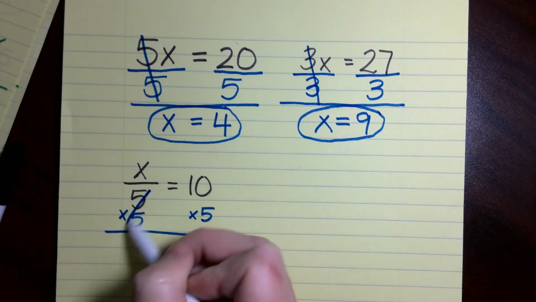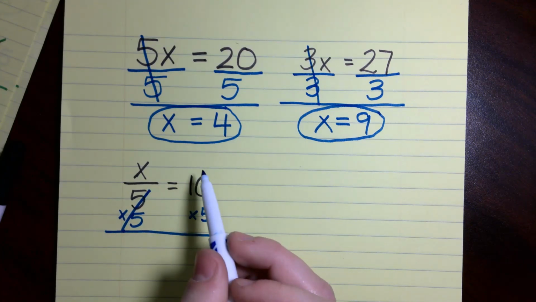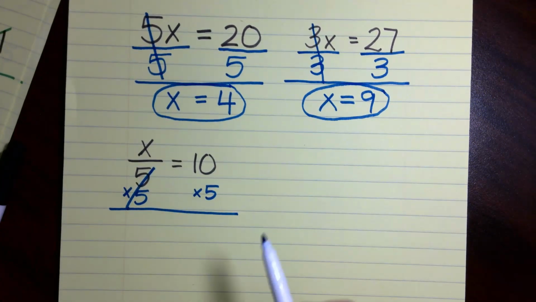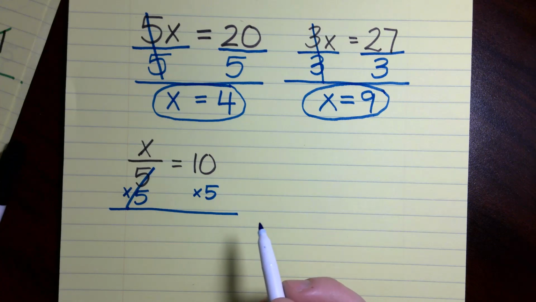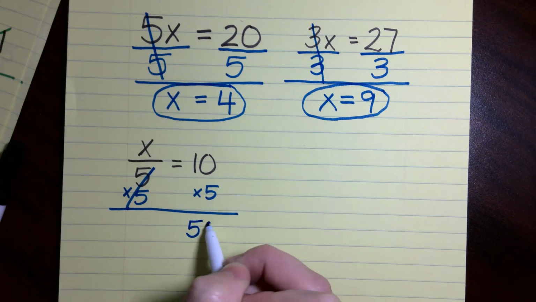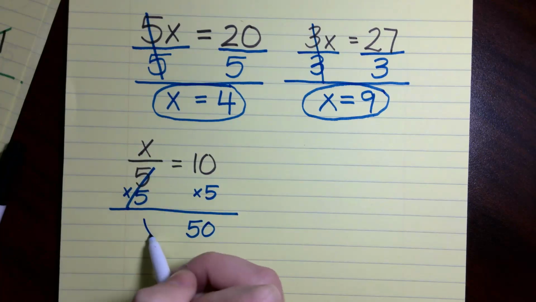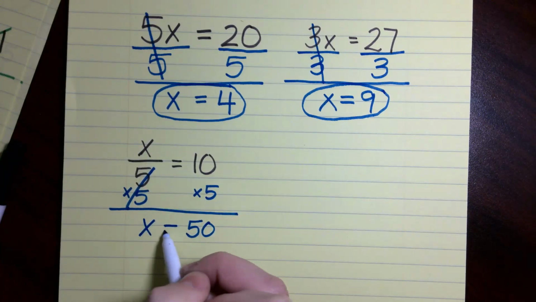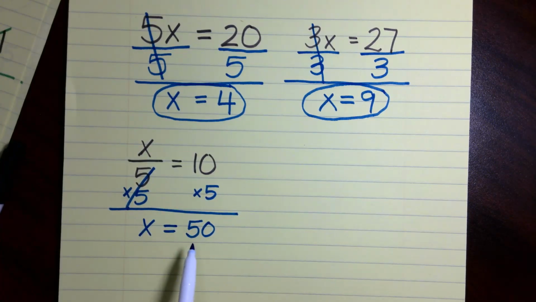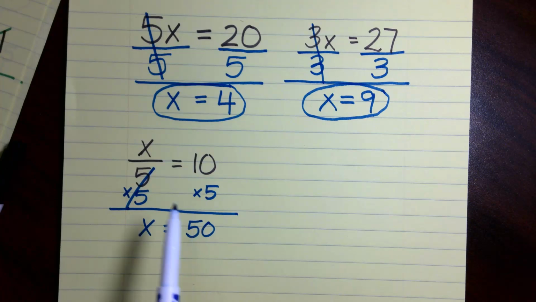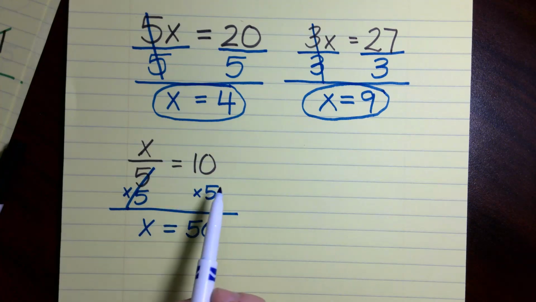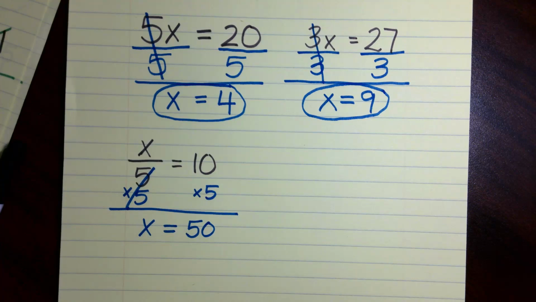My 5's are going to cancel. And then I just need to do 10 times 5. What's that? 50. So I would be left with x equals 50. And what do you know? 50 divided by 5 is equal to 10. So we did it right. Let's do another one like that.